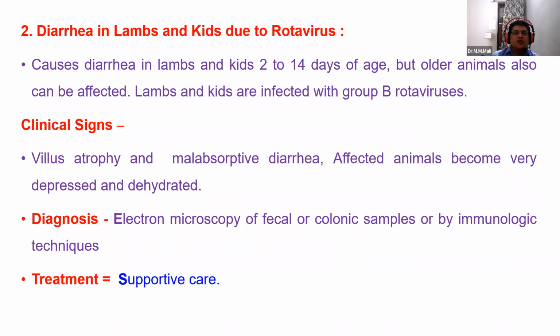So this rotavirus causes diarrhea in lambs and kids at the age of 2 to 14 days, but older animals can also be affected. The lambs and kids are infected with group B rotaviruses. The clinical signs include villus atrophy and malabsorptive type diarrhea. Affected animals become very depressed and dehydrated. Diagnosis of this rotavirus is made with the help of electron microscopy of fecal or colonic samples or by immunological techniques. Treatment is supportive and symptomatic.